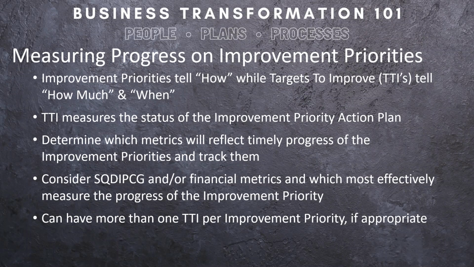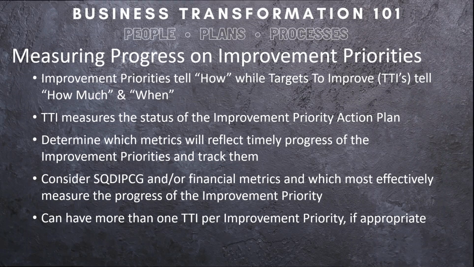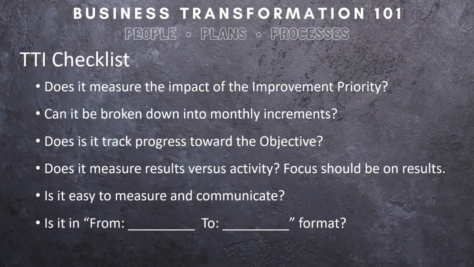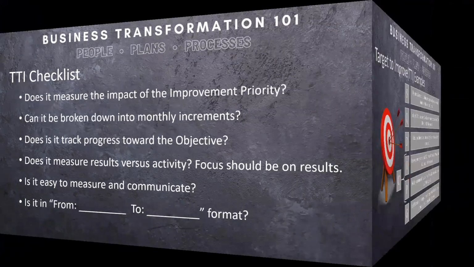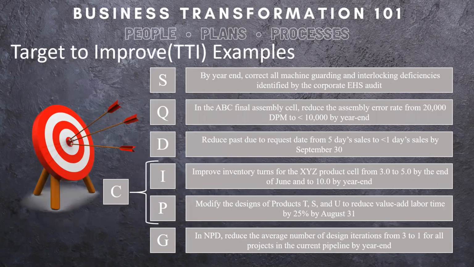Note that the improvement priorities could have multiple TTIs if that is necessary to properly execute and monitor the action plans. However, at a minimum, each improvement priority will have at least one TTI. Here is a TTI checklist that the team can use to ensure that each TTI is appropriate, measurable, understandable, and well-defined. Here are some TTIs for SQDC metrics.